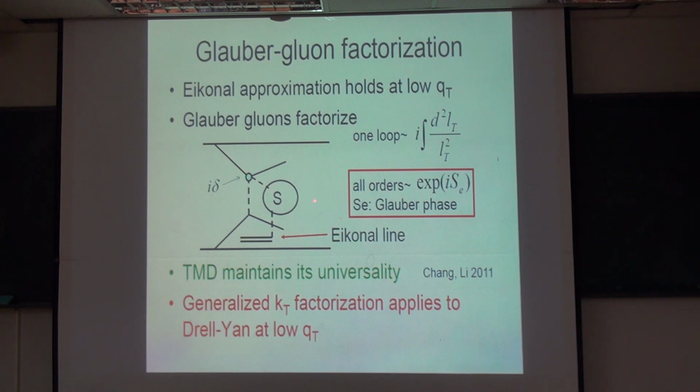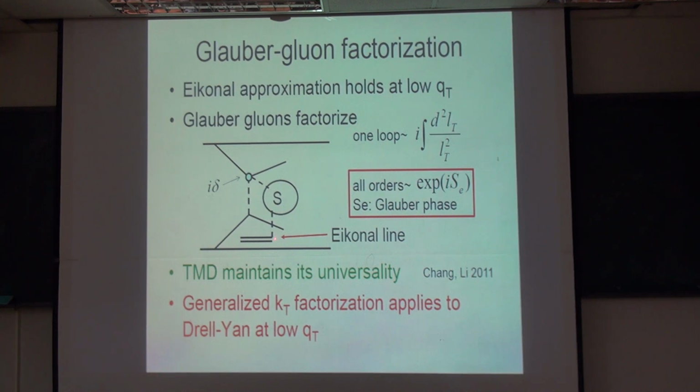The piece is called a soft function. Then you can imagine, because the one loop gives an imaginary part, if you exponentiate this one loop to all orders, you get a phase factor. So this is the reason I argue: if we can factorize this global Boolean, then we will get an additional strong phase from it. Once we can do that, then TMD maintains its universality.